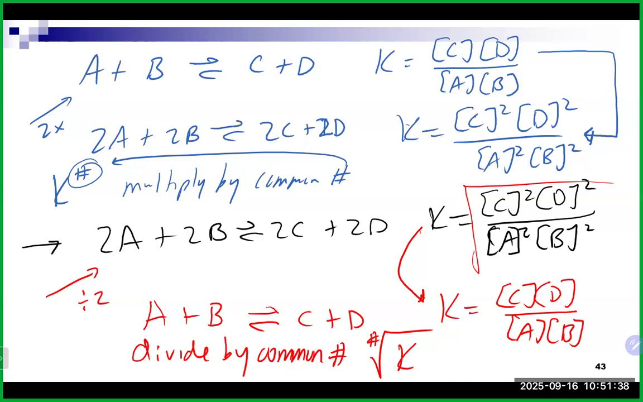Again, if you reverse an equilibrium reaction, the effect on the k values, you take 1 over it. If you add multiple equations together, you need to multiply the k values from each of those individual ones together. If you multiply by a common number, you need to take the k value to that common number. And if you divide by a common number, you need to take the root, square root, cube root, whatever root of the k value to whatever you divided by.